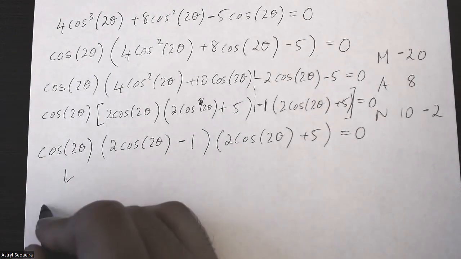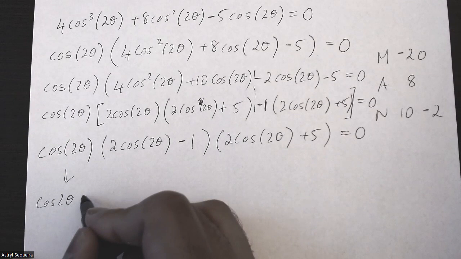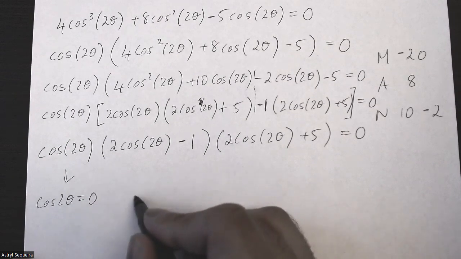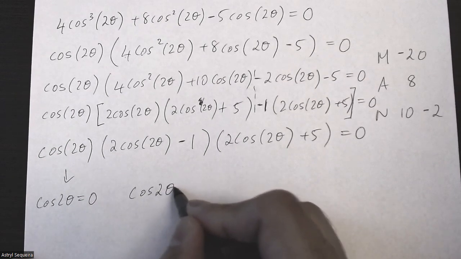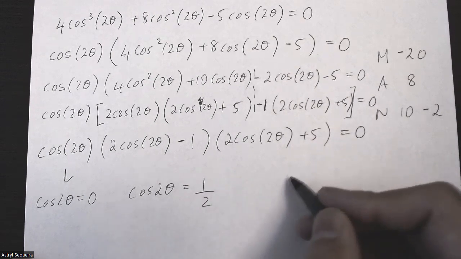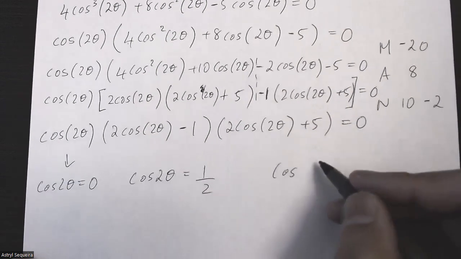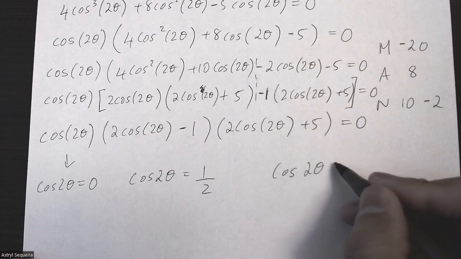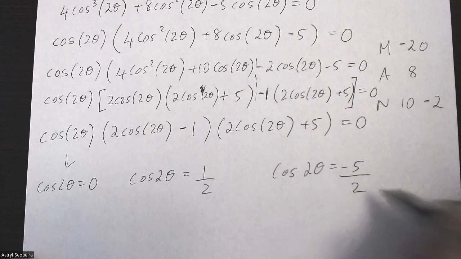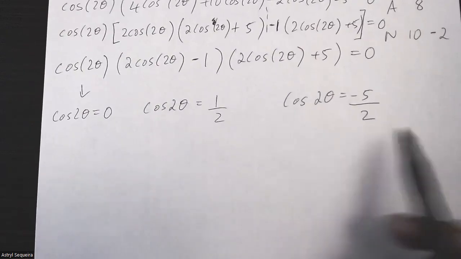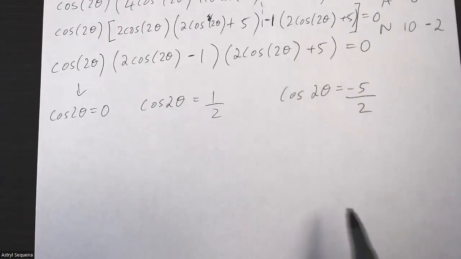So here my solution is just cos 2 theta equals 0. Here it's cos 2 theta equals 1 over 2. And here it's cos 2 theta equals negative 5 over 2. Just have to solve these to get my final solutions.